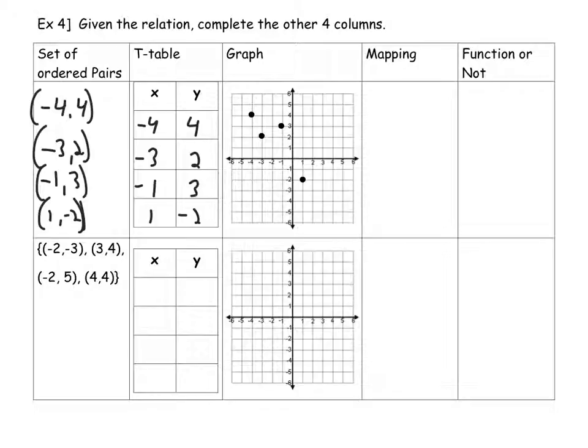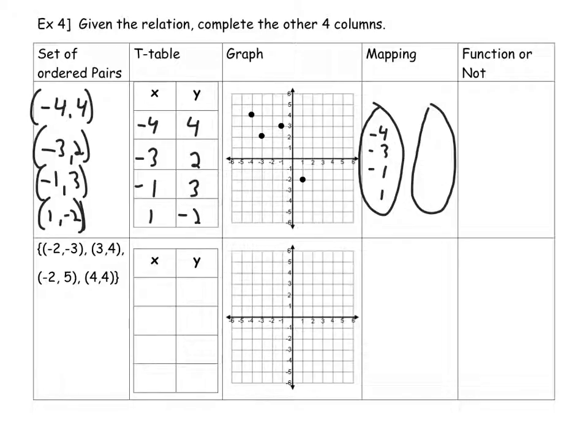My mapping diagram, so I'm going to make a mapping diagram. And the way I do that is I draw two little ovals. And I list my x's in the first one: -4, -3, -1, and 1. And I list my y's in the second one. And then I draw my arrows.